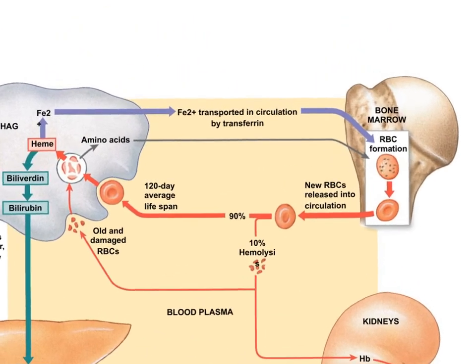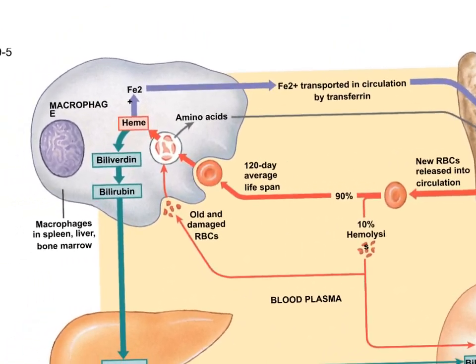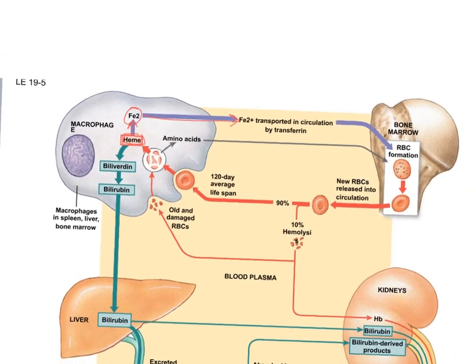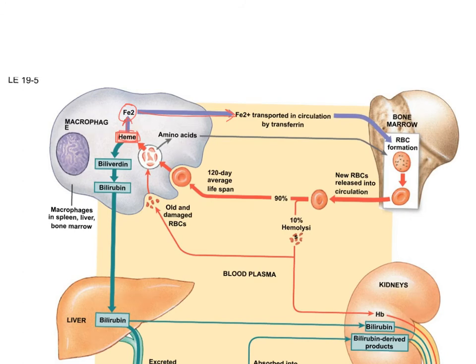So here we see the old and damaged red blood cell, and here it is being phagocytized by a macrophage. It just engulfs it, brings it in, tears it apart. We have the heme group. The heme group breaks up into the iron. The iron is going to be transported back to the bone marrow where it can be recycled into new red blood cells. So that's what happens to the iron. The iron gets recycled.